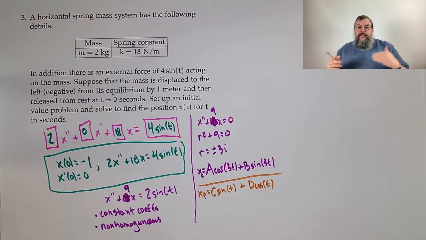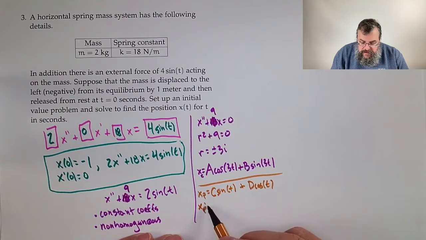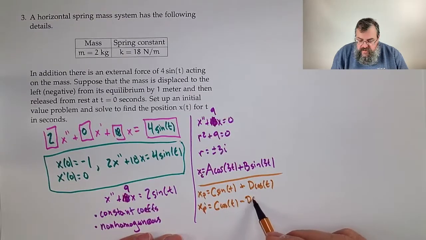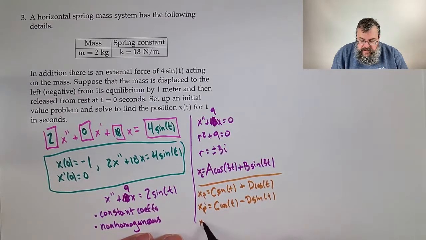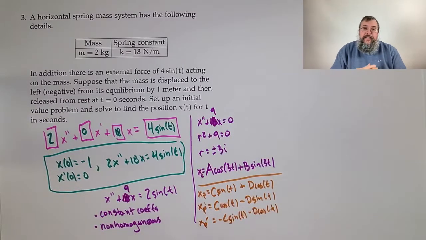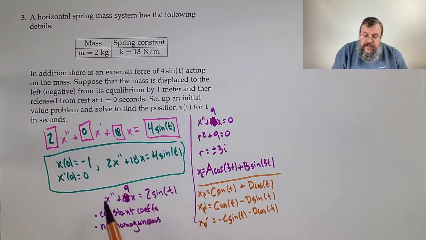Now the nice thing is it's pretty easy to take the second derivative of this. First derivative, well, is c cosine t minus d sine t. And second derivative, minus c sine t, and then we're going to have a minus d cosine t. All right, so now we have our first and second derivatives, and we plug it in to this expression.